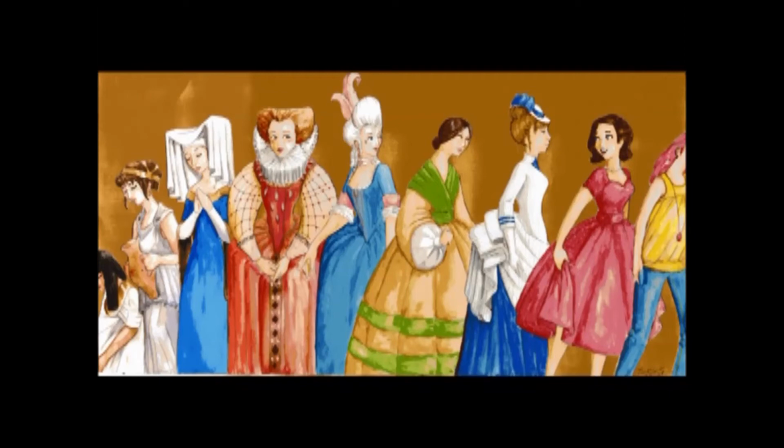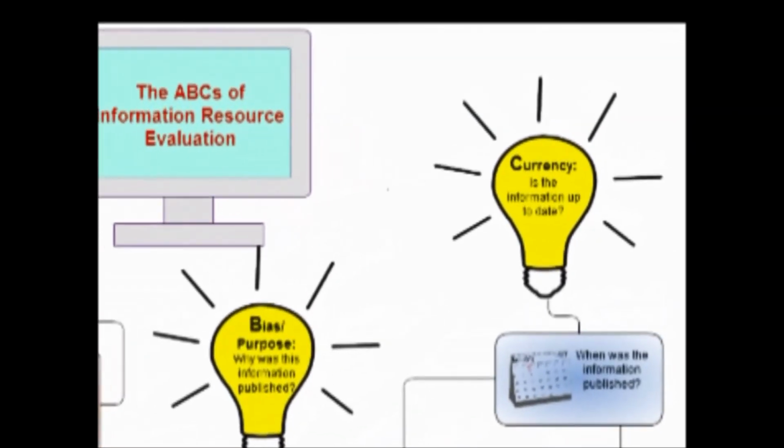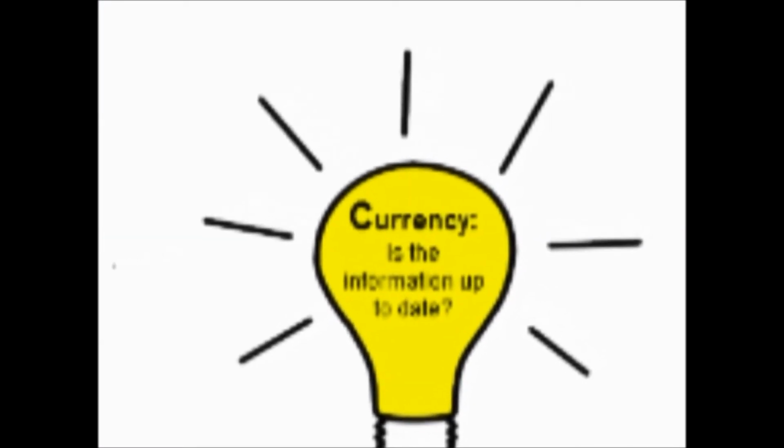So, when you're evaluating a resource, use the ABCs. First, look for A, authority. Then check for B, bias. Finally, evaluate the C, the currency of the resource. And remember, to evaluate currency, you're basically asking, am I getting the whole story here, including the latest, most up-to-date developments? Happy researching!